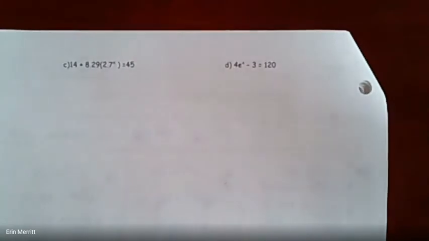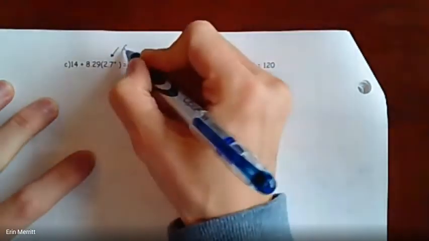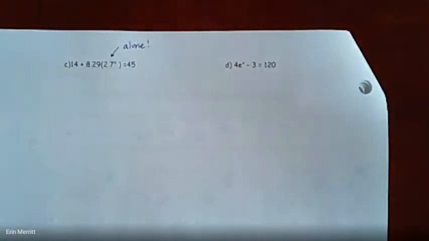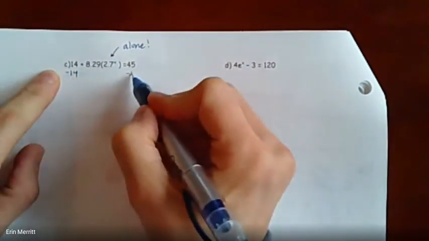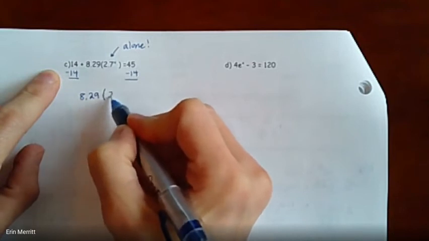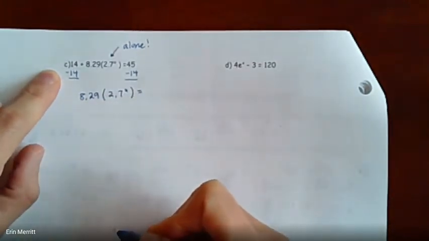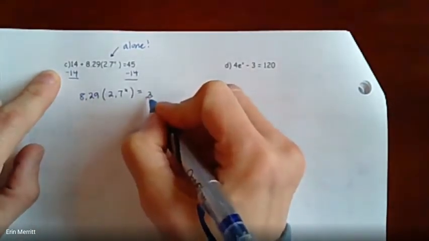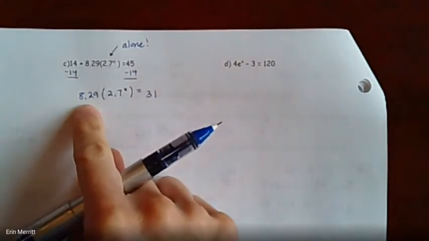So for the ones like this, please make sure you get this guy alone first. That's your first goal. Don't bring logs into it until that expression is all by itself, right? So in this case, I would look at this and say, all right, I've got to subtract 14 over so that we get 8.29 times 2.7 to the x. All right, 45 minus 14. We're left with 31.